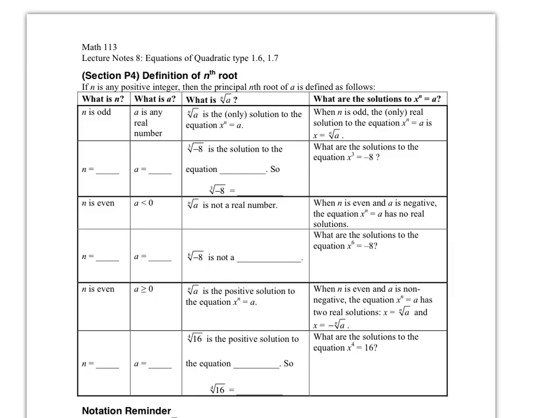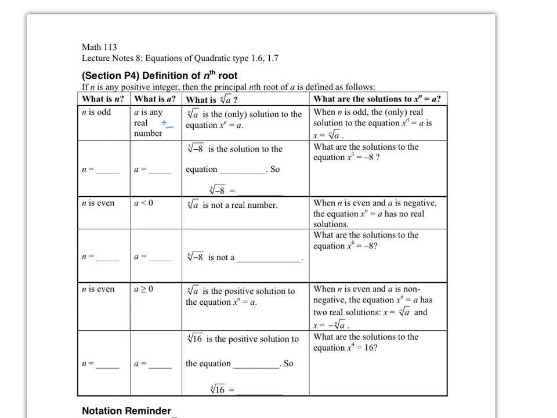The last part that we will do is to make sure that you understand how to take the n-th root, and this table is very helpful for that. So let's start with the first one. If n is odd and a is any real number, which means it could be positive or it could be negative, then when you take the cube root, just like we did a few minutes ago, it has only one solution.